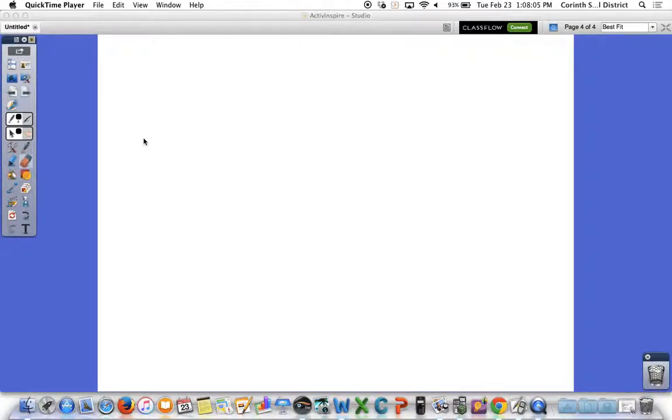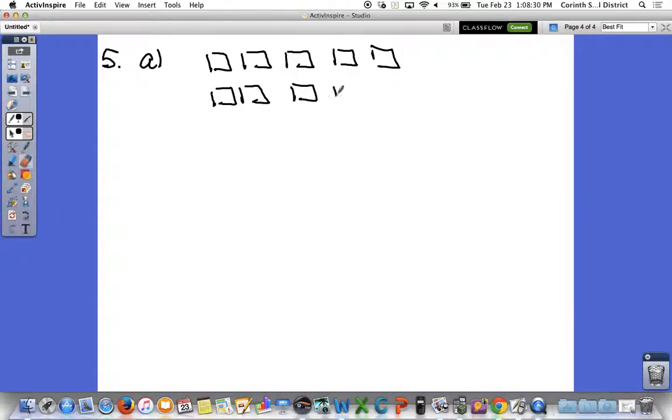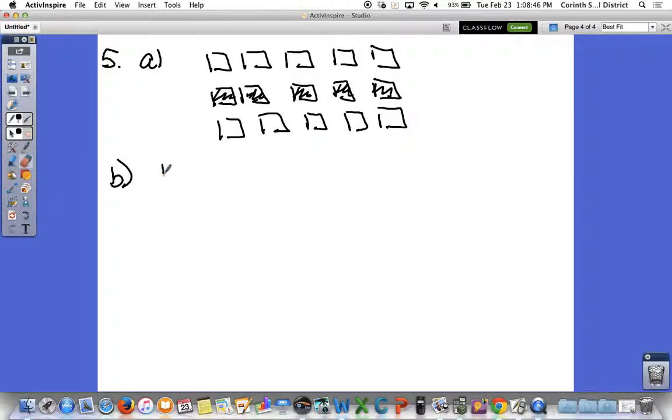So let's go over 5 through 9 of the sequence and patterns packet. Okay, on number 5, on A part, you should have drawn 5 white squares in the top, 5 gray squares in the middle, and 5 white squares at the bottom. Okay? In B part, your table should be filled in with 12 and 15.